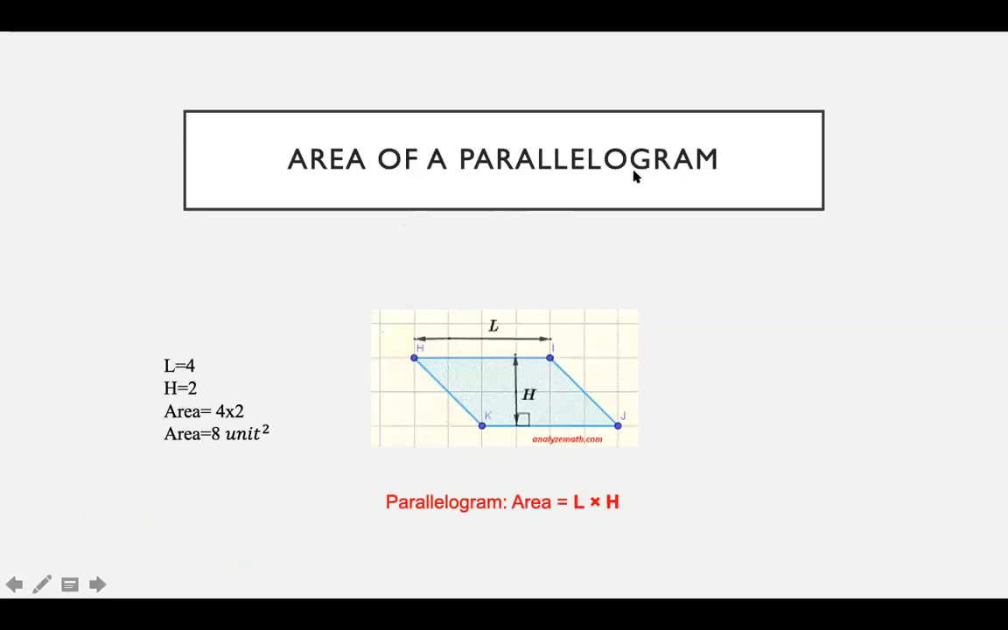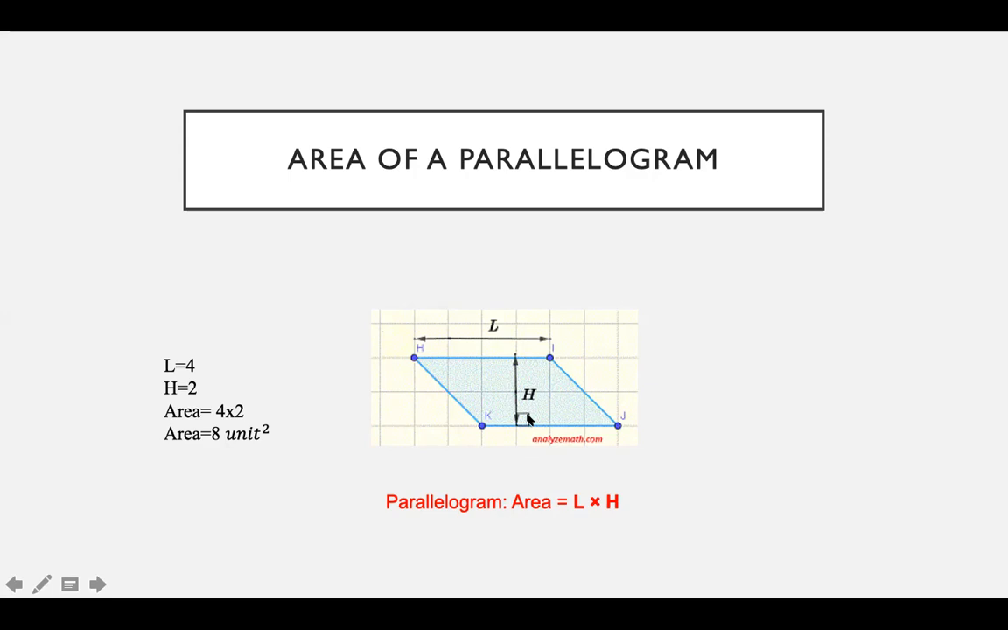Now, the area of a parallelogram. In a parallelogram, we can see that this side and this side are parallel, and these two sides are parallel. The line that's on the opposite side of you is usually parallel to you, and that's what a parallelogram is. To find the area of a parallelogram, you just take the length times the height.